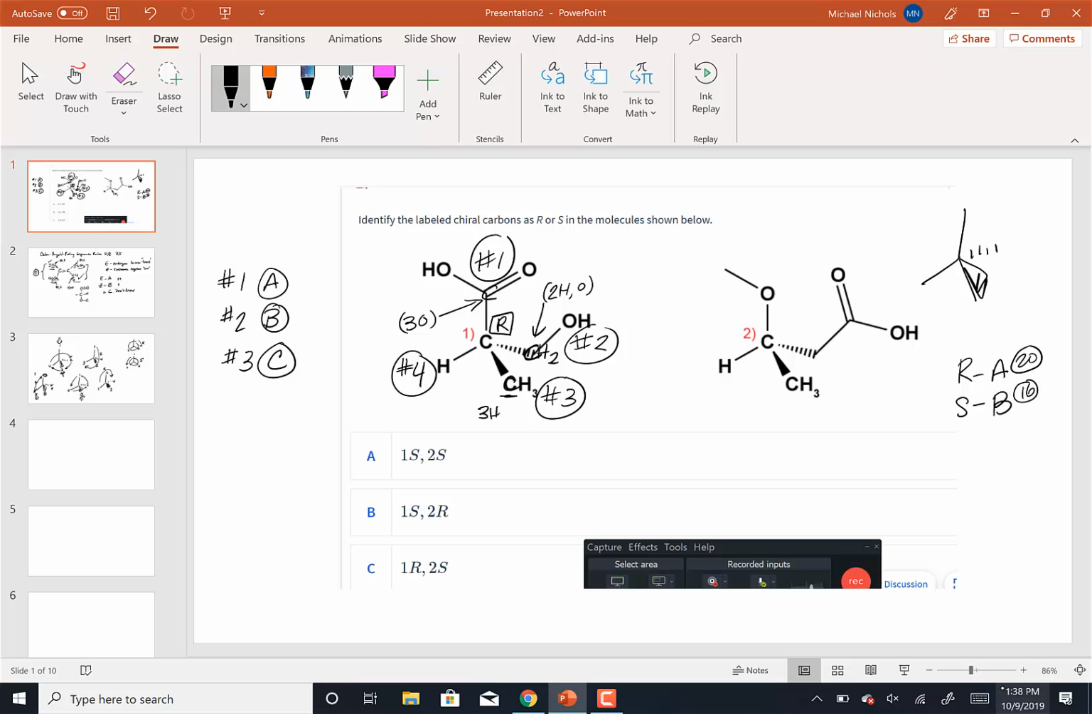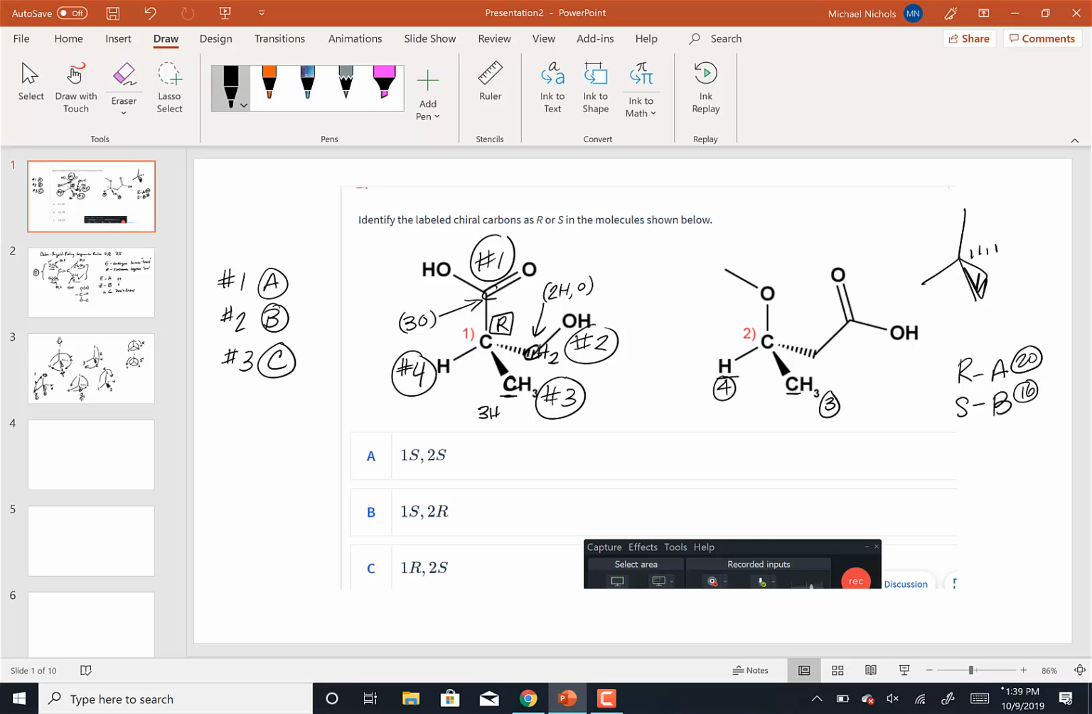So question number 1, okay, let's rank the groups. Hydrogen is definitely number 4. Methyl group, 3. O with the CH3, 1. So this might be the difference in why we're getting 2 different answers. So, okay, let's go back to basics.